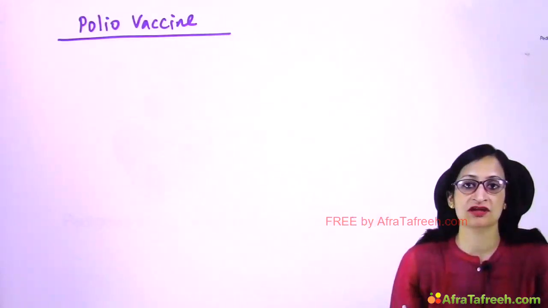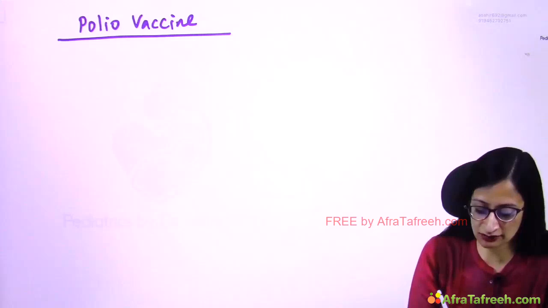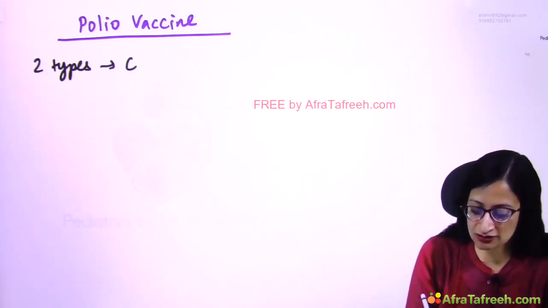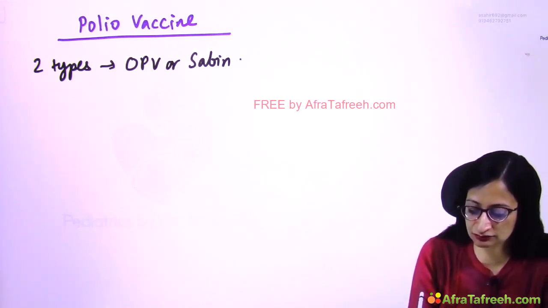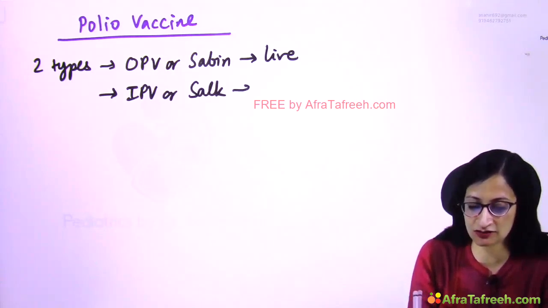Moving on to the polio vaccine. There are two main types of vaccine. One is the oral polio vaccine or Sabin, which is the live vaccine. Another is the injectable polio vaccine or Salk vaccine, which is the killed vaccine.